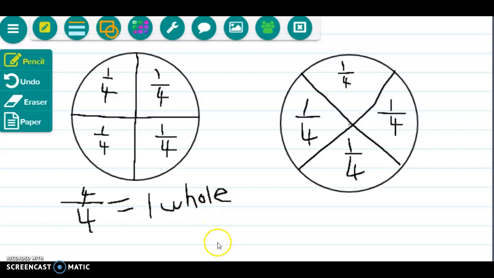Okay, so hopefully you got this correct. If you didn't, I want you to go ahead and make your corrections. And if you did, again, congratulations.